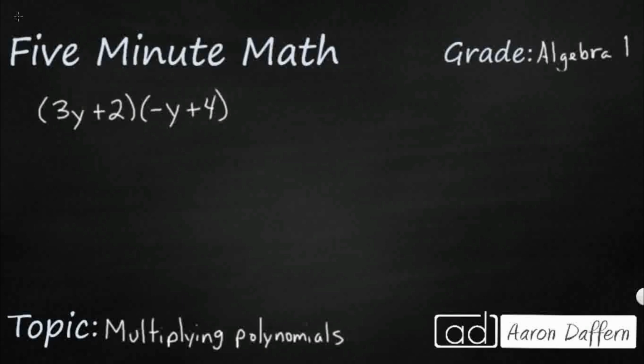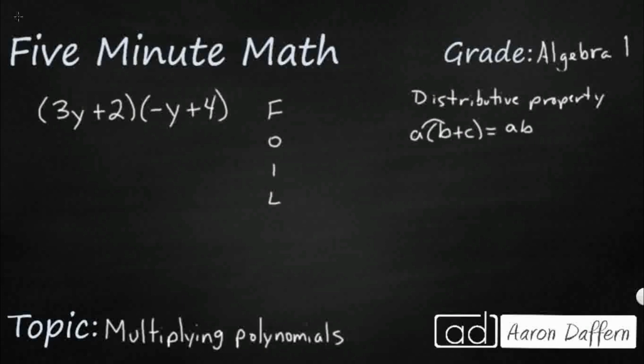Well, really, we usually remember a shortcut called FOIL, and we'll use that in just a minute. But really what we're doing is we're using the distributive property of multiplication. And so remember, the distributive property of multiplication says that if you have A multiplied with B plus C, that's the same as distributing out that A times B and then keeping that sign plus and then A times C.